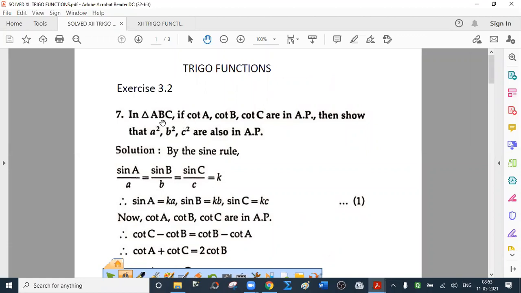Exercise 3.2, seventh one. In triangle ABC, if cot A, cot B, cot C are in arithmetic progression, then show that a square, b square, c square are also in arithmetic progression.